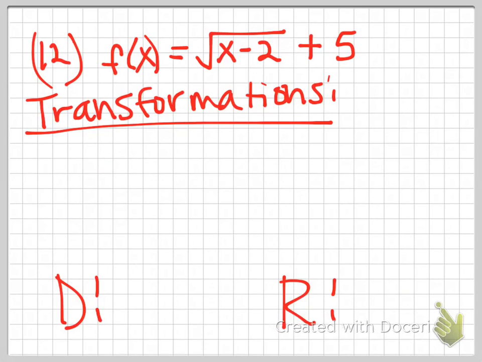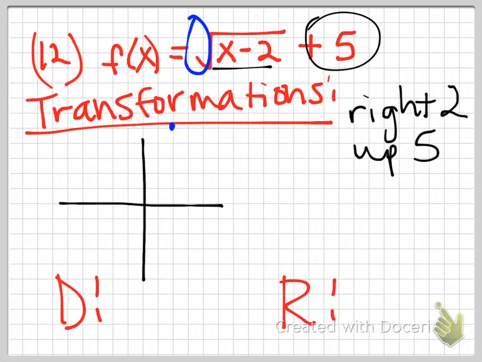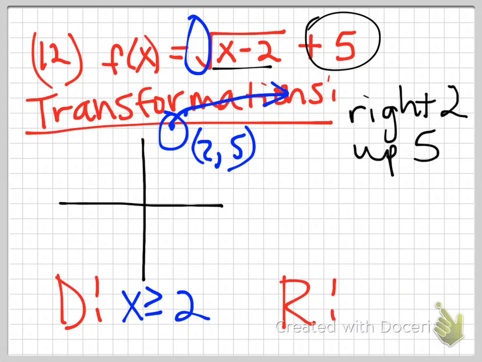Number 12, we're going to graph the square root of x minus 2 plus 5. This x minus 2 is going to be right 2 because that's in x world. The plus 5 is going to be up 5. So from the origin, I'm going to go right 2 and up 5, which is going to leave me way up here. The slope is just 1 because there's nothing there. That means the slope is 1. And when I draw my graph, I get my half parabola. This starting point here is at 2, 5. So x is greater than or equal to 2, y is greater than or equal to 5.